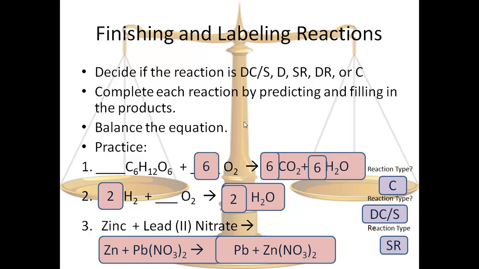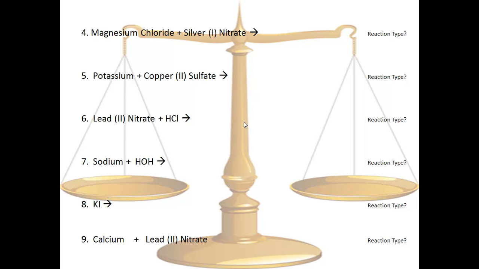So at this point, you've done your prediction, which is the trickiest part, and now to balance, we get a nice surprise. 1 zinc on the left, 1 zinc on the right, 1 lead on the left, 1 lead on the right, 2 nitrates on the left, 2 nitrates on the right. We are all set. Let's try a few more just to make sure you're feeling okay.